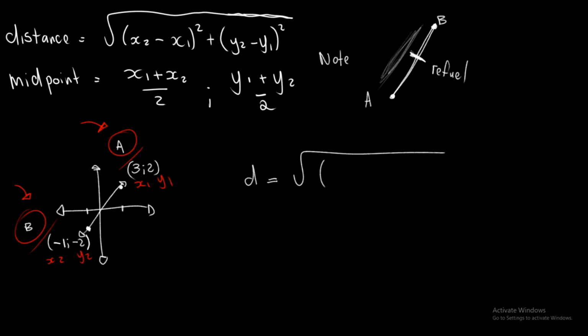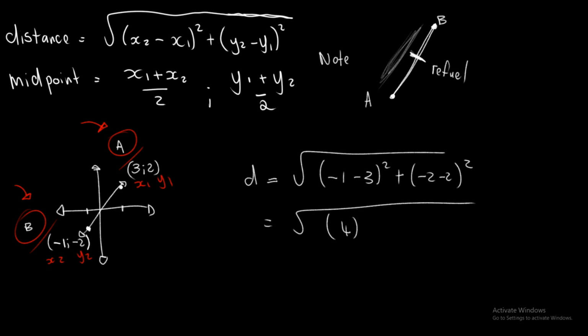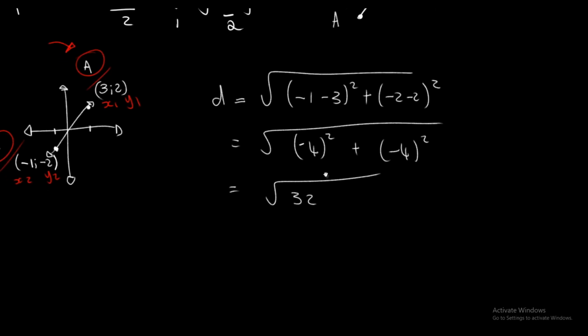Now we have x2. x2 is -1. x1, so what am I doing? -3 squared plus. We have y2, which is -2, -2 squared. I have -4 squared plus -4 squared, which then gives me the square root of 32. How did I find that? Well, -4 times -4 is 16, and same goes for the second one.